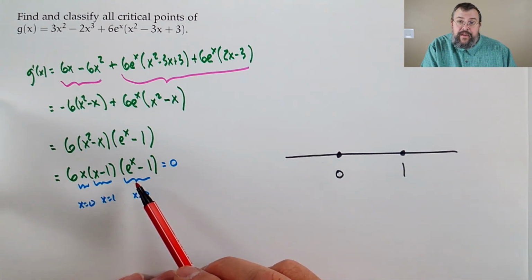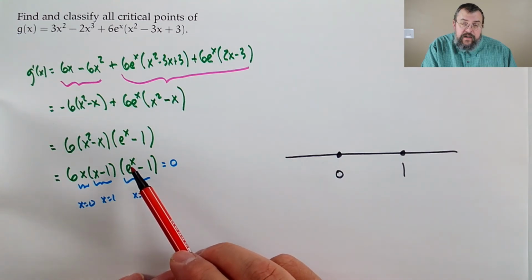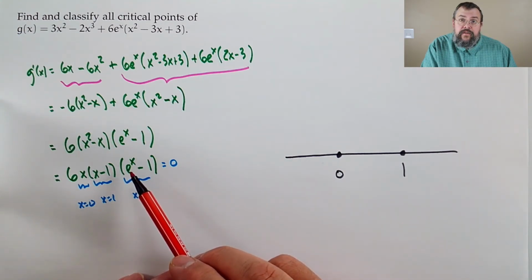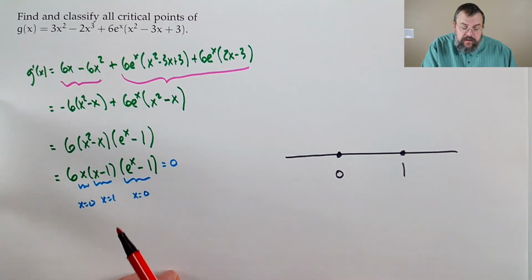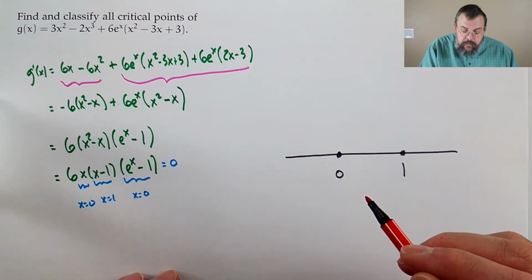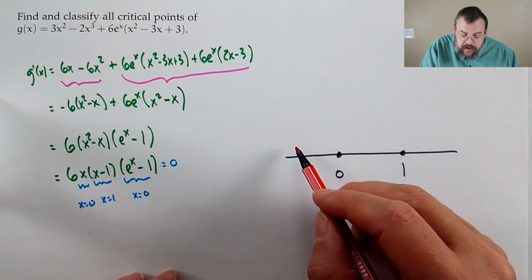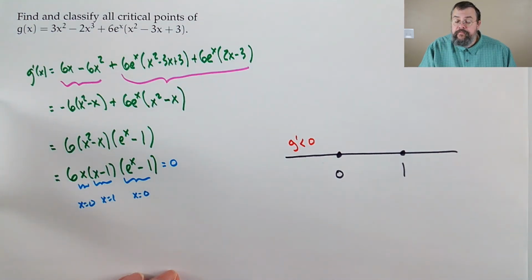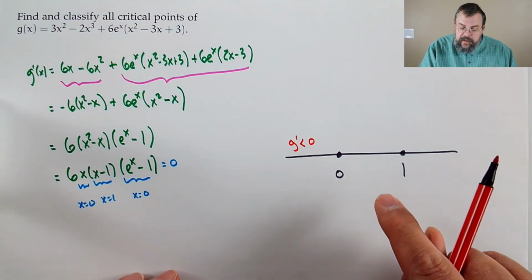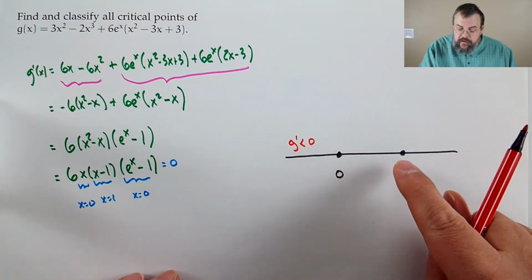And now we have to think about this. If I have e to a large negative number, it's actually pretty small. And then I subtract 1, we'll make it negative. So negative, negative, negative means what? Well, it means that our derivative is negative below 0. All right, how about from 0 to 1?